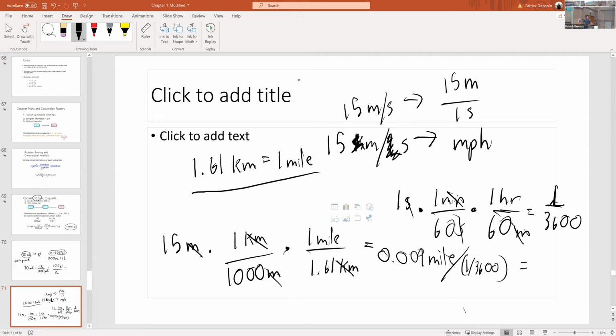What is that? 34. 34. And sig fig wise, correct, good, since 15 only has 2. So it would be 34 miles per hour. Decent speed. Cool. All right. So that is one of these 2-step conversions. Doesn't really get too much more complicated than that.